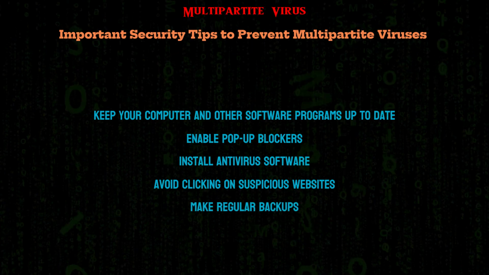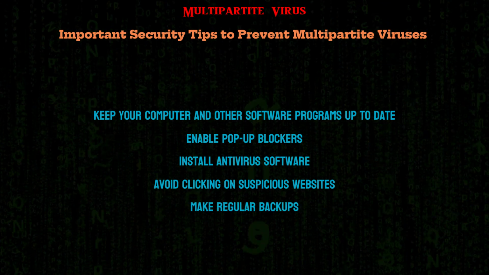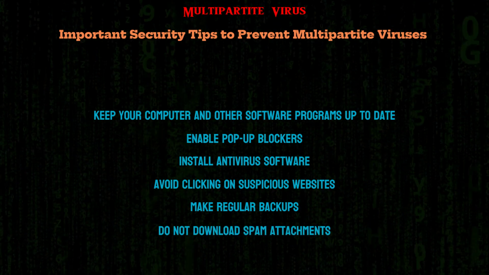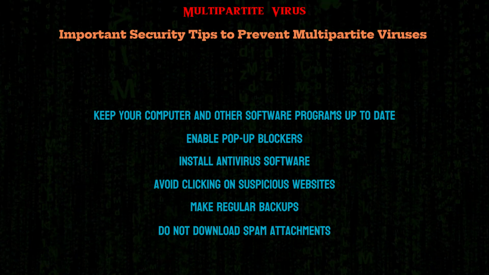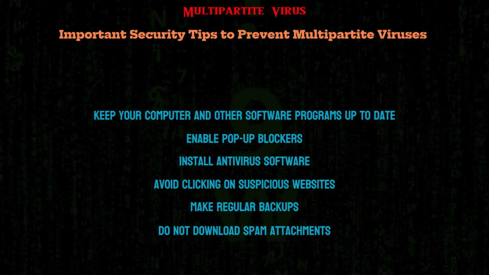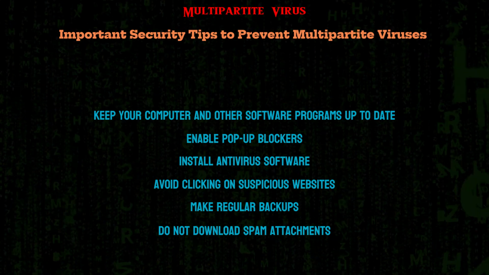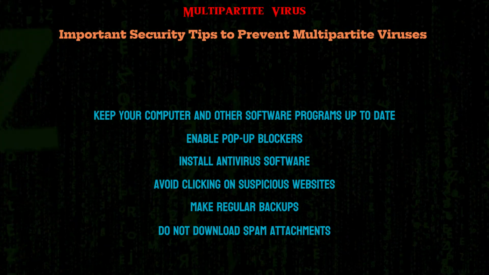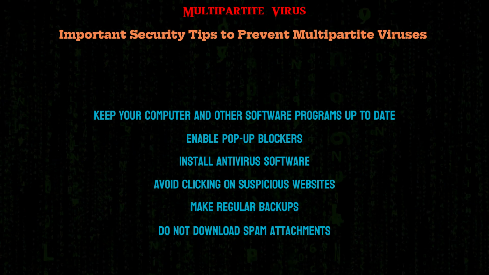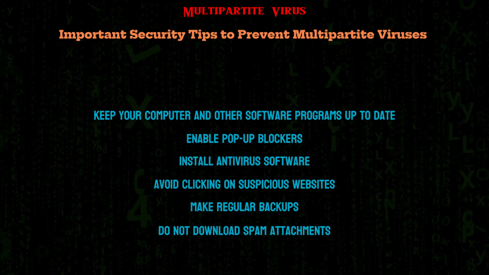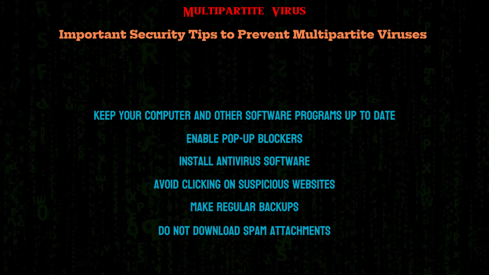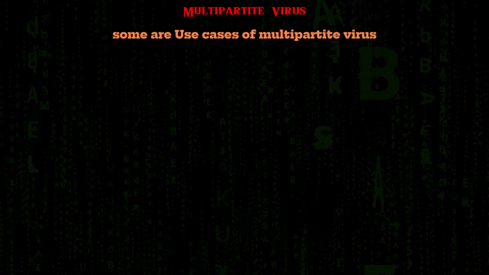Make regular backups. Make regular backups of important files on external devices to ensure the security of your data. Do not download spam attachments. Do not open or download email attachments from unknown senders. These spam emails often contain malicious links intended to infect your system by hackers. More and more computer viruses are released every day. It's almost impossible to use an antivirus that acts as a cure for all of them. But the safety and prevention tips above can help reduce your chances of being the victim of a computer virus attack. Some use cases of multipartite virus follow.